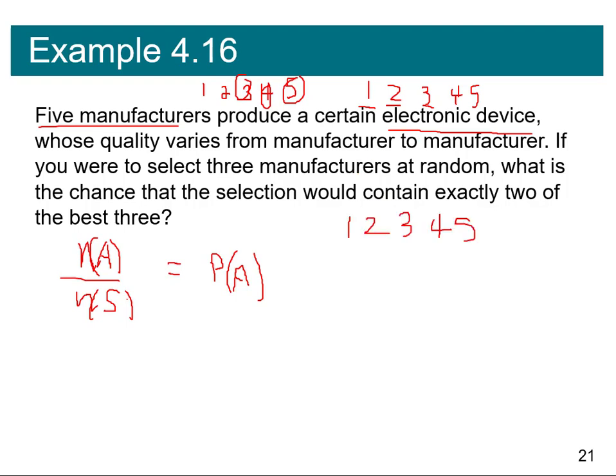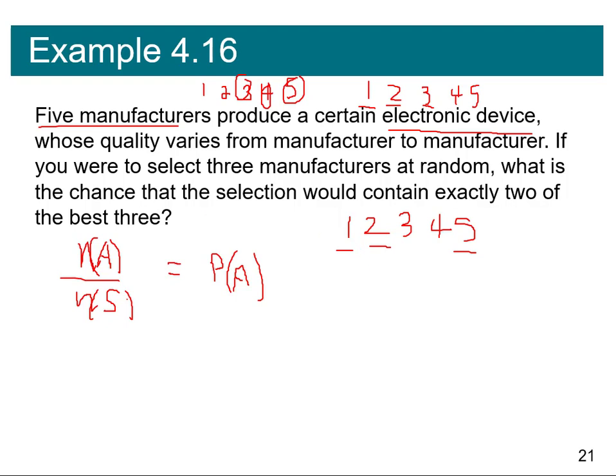So here again, I have the best manufacturer, the second best, the third best, and so on. So if I chose like here, here, and this one, now I chose 3, and my selection contains exactly 2 of the 3 best, because 1 and 2 are part of the 3 best. So in this case, I would have selected exactly 2 of the top 3. So this would be part of the event.